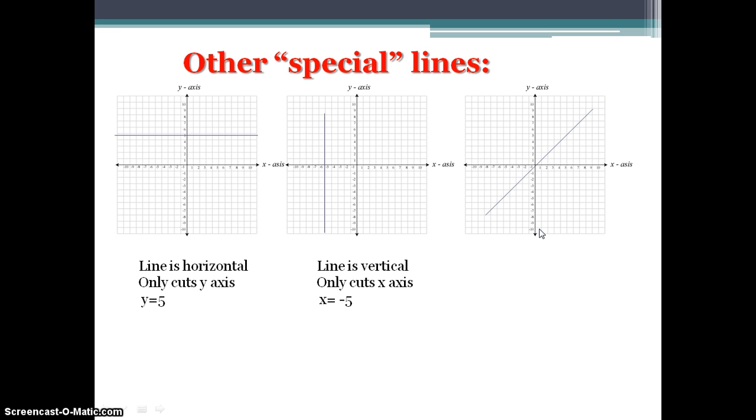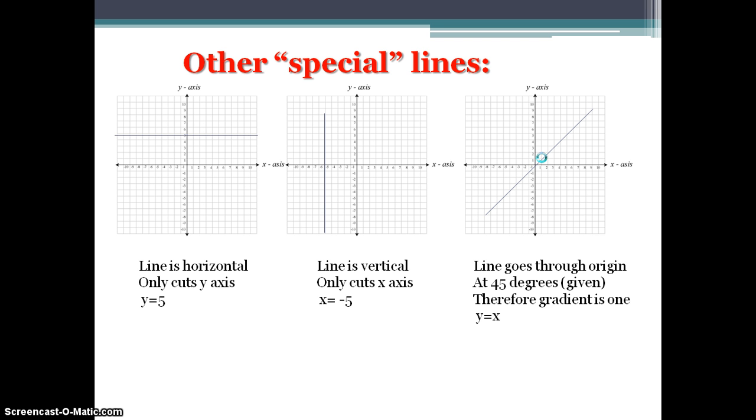So with this, our y-intercept is 0, our gradient is 1, so this is simply y equals x. And those are the special cases that you should watch out for.